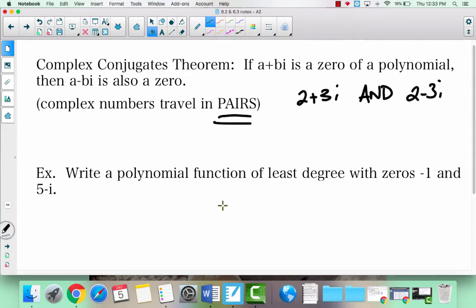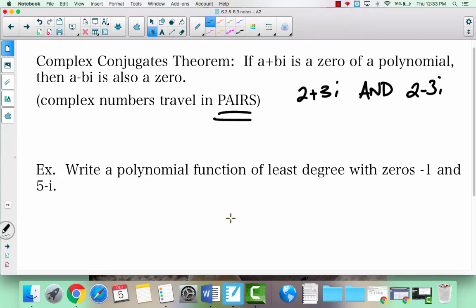It says, write a polynomial function of least degree with zeros -1 and 5 minus i. When it says least degree, that means you want the exponent, the degree, to be as low as possible. To do that, you have to figure out how many zeros there are going to be in this problem. We already know that -1 is a 0, and we also know 5 minus i is a 0. Because of this special theorem, if 5 minus i is a 0, that also means 5 plus i is a 0. So here we have 3 different zeros, which means my degree will end up being 3.